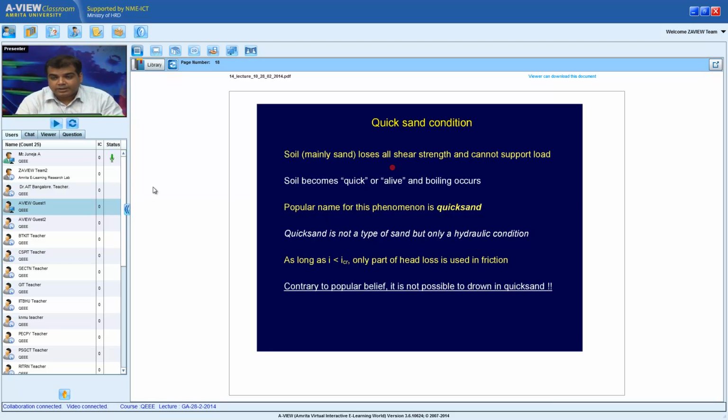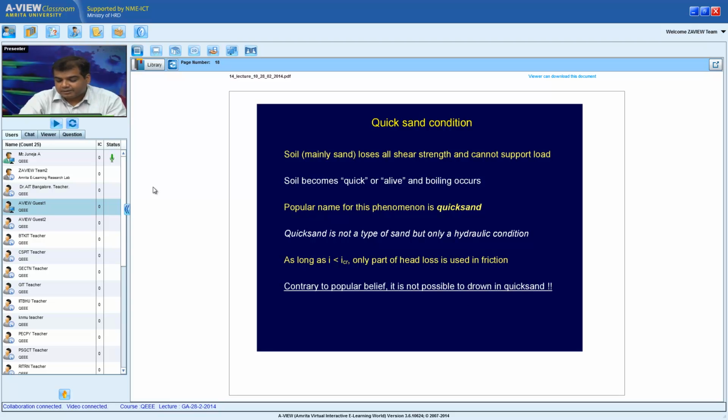This is called the quicksand condition. Normally, the quicksand condition is a phenomenon, a state of hydraulic gradient. It is not the sand. There is no particular sand which will be called quicksand; it is only the stage which is called the quicksand condition. As long as your hydraulic gradient i is less than the critical hydraulic gradient, you will never achieve the quicksand condition.